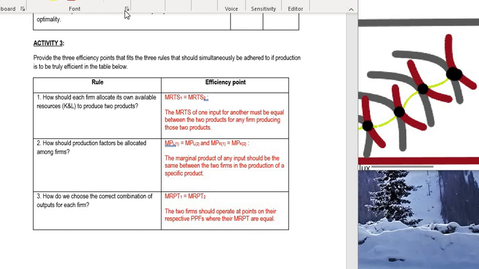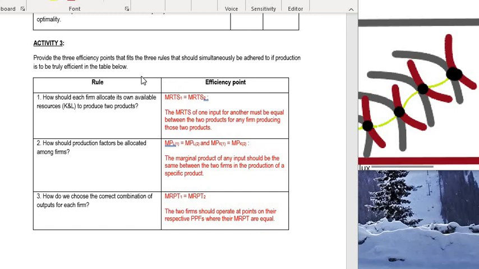So for the first scenario, which is how should you allocate available resources to produce two outputs, the marginal rate of technical substitution should be equal for each of the products. And then the second one is that the marginal product of labor in firm 1 should be equal to the marginal product of labor in firm 2. So this is when you're allocating the labor and capital between two firms, then the marginal product of labor in firm 1 should be equal to the marginal product of labor in firm 2, and the marginal product of capital should be equal to the marginal product of capital in firm 1 and firm 2.